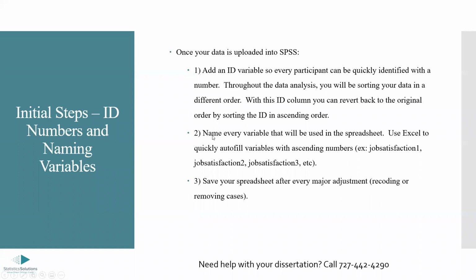Then you want to name every variable of interest in your spreadsheet. So maybe you have demographics at the beginning: gender, race, ethnicity, age. You can name the variables with a short phrase. And if you're using a survey like the job satisfaction survey, you'll want to name every survey item and just use a sequential number to indicate what number item it is: job satisfaction 1, 2, and 3, and so forth.